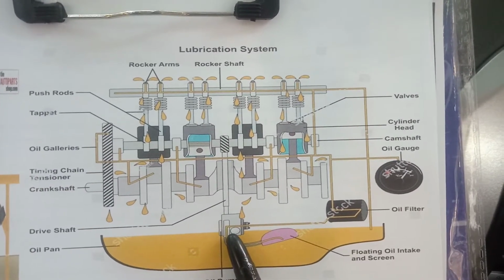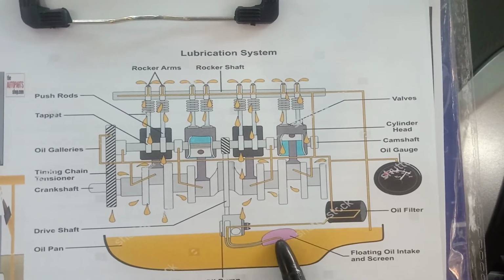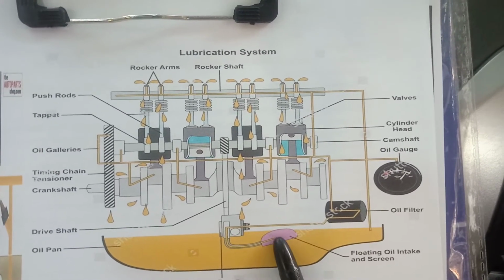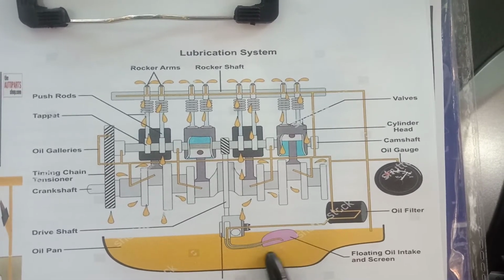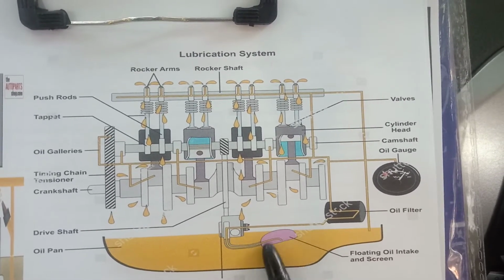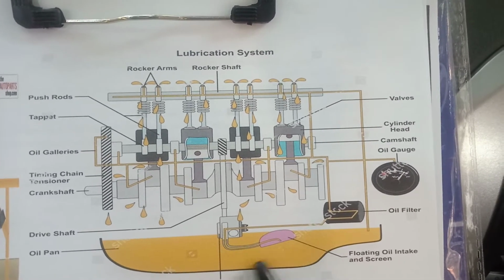This is a centrifugal gear pump, an oil pump. The inlet of the oil pump is dipped into the oil as shown in the figure. This is the inlet part, called a strainer. It is a mesh type of grill, which is used to filter out any foreign particles present in the oil.